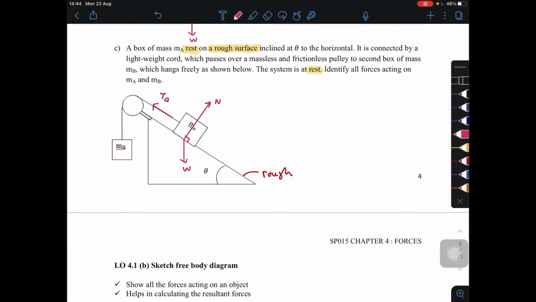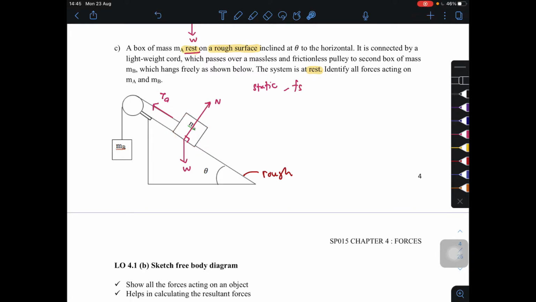Okay, so now we want to identify the direction of the friction. First of all, since MA ni adalah at rest, dia tidak bergerak, so friction yang terlibat adalah static, Fs. So direction dia macam ni. Direction, remember dia adalah opposite daripada direction of motion. But since kita tiada motion dekat sini kan, so kita kena tengok macam mana untuk kita prevent box ni daripada bergerak, we want to prevent the motion.